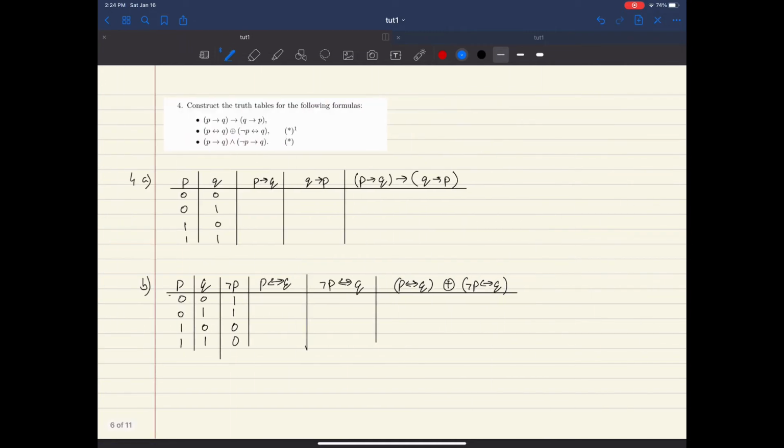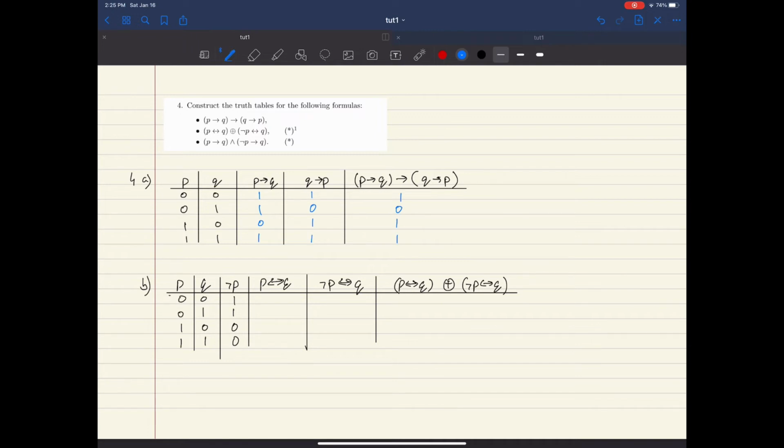Moving over to the fourth problem, we have construct the truth tables for each of the following formulas. P implies Q implies Q implies P. So we'll start off with first solving P implies Q. We know it's 1 when Q is 1 and when both P and Q are 0. Then we'll solve for Q implies P, which is 1, 0, 1, 1. And then for the whole thing, again, when Q implies P is 1, it's 1. And it's 0 when the hypothesis is 1 and the conclusion is 0.